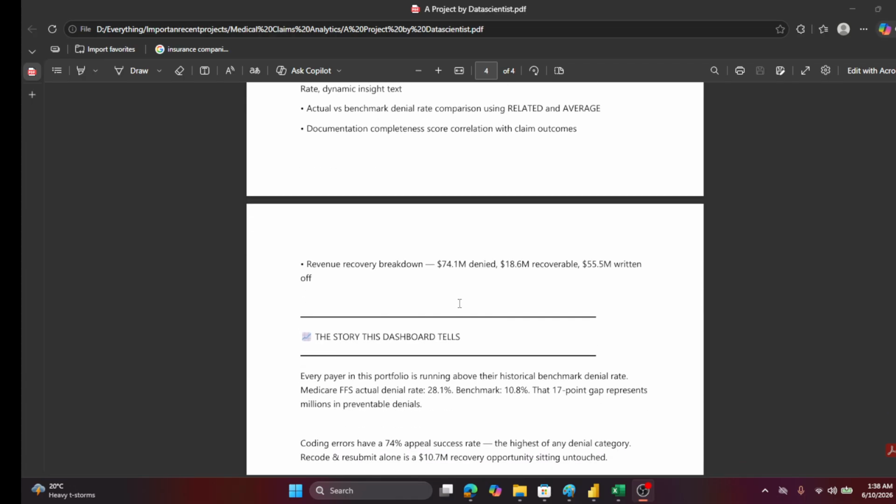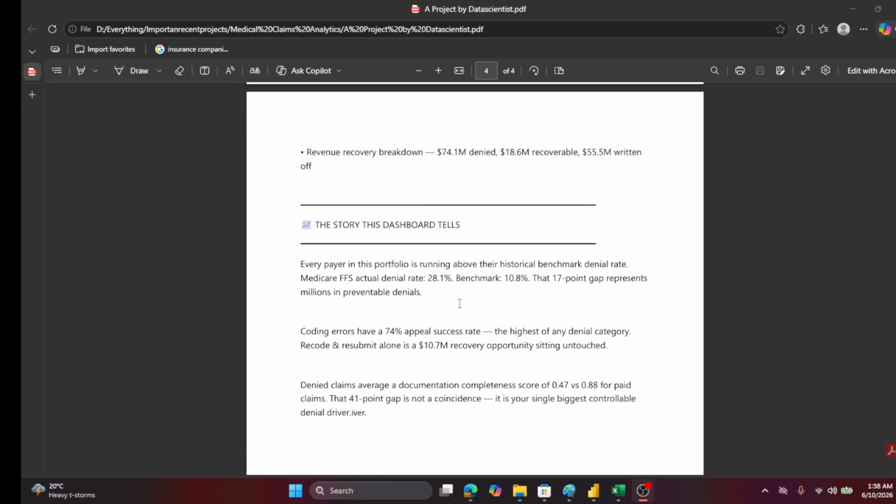Revenue recovery: 74.1 million denied, 18.6 million recoverable, and 55.5 million written off. The story this dashboard tells is that every payer in this portfolio is running above their historical benchmark denial rates. For example, Medicare FFS actual denial is 28.1, while the benchmark was 10.8. That 17-point gap represents millions in preventable denials.